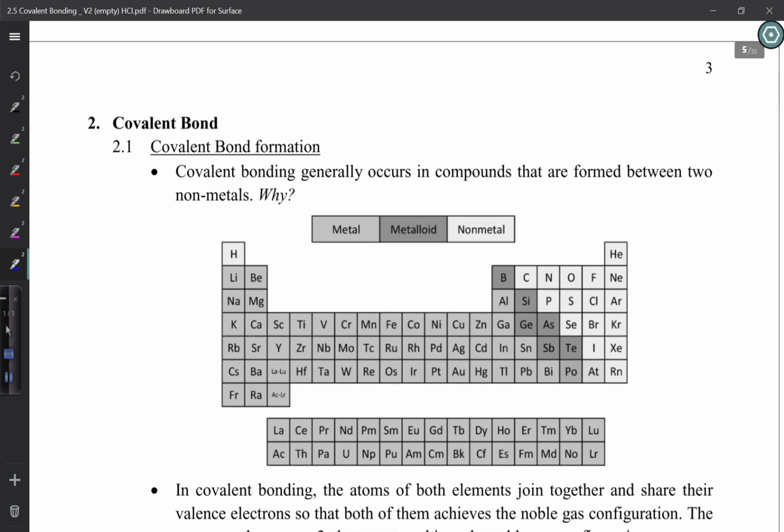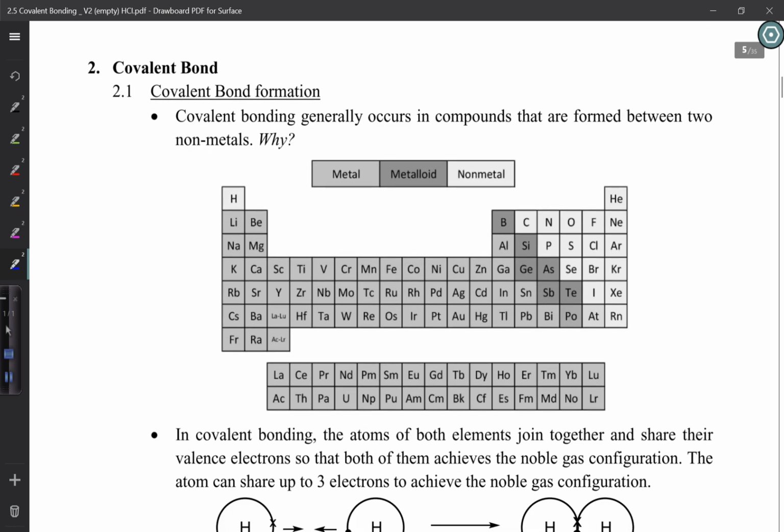So next part, covalent bond formation. Previously we talked about ionic bond formation, metallic bond formation. Now let's look at covalent bond formation. Before that, you have to know that covalent bonds generally occur in compounds that are formed between two non-metals. Do you know why it isn't formed between a metal and a non-metal? It will form an ionic bond because the electronegativity difference is more often larger than 1.8. So usually between a metal and non-metal, the electronegativity difference is more than 1.8, and that's why they interact via ionic bonding instead of covalent bonding.